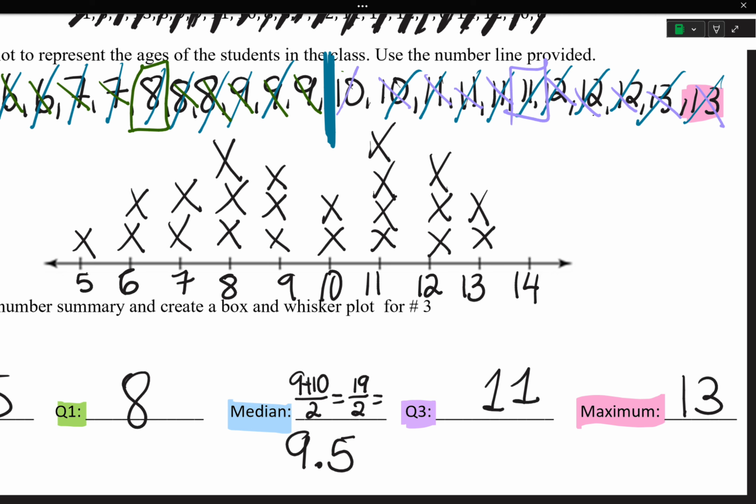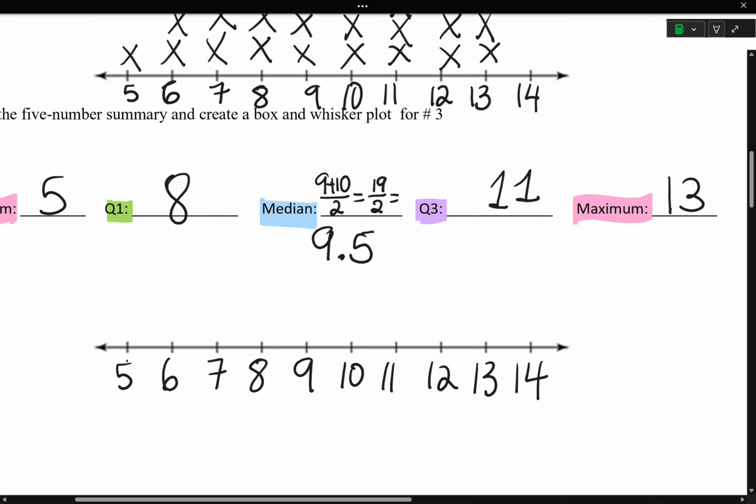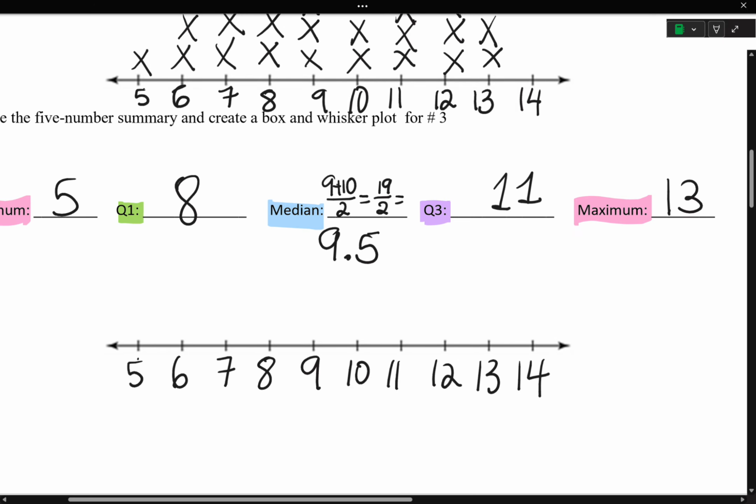What we're going to do is take them and draw them on our box and whisker plot. Let's begin, we'll just go in numerical order. Let's start with that 5, the minimum. I'm going to put a line above the minimum. Then I'm going to put a line above Q1, which is 8.